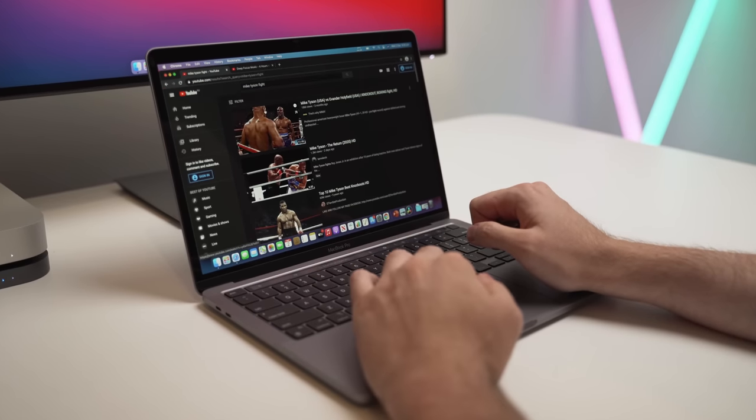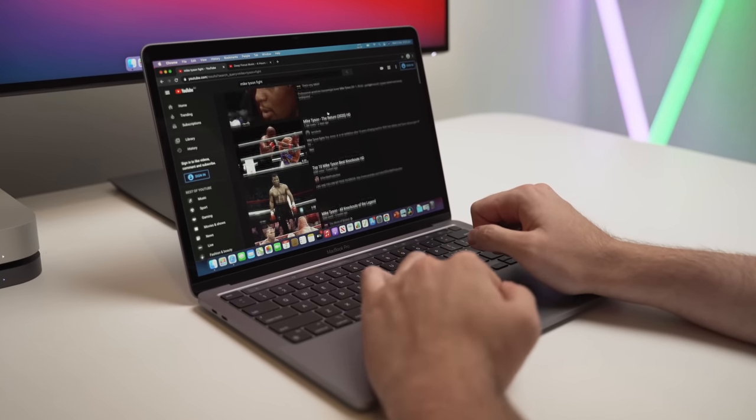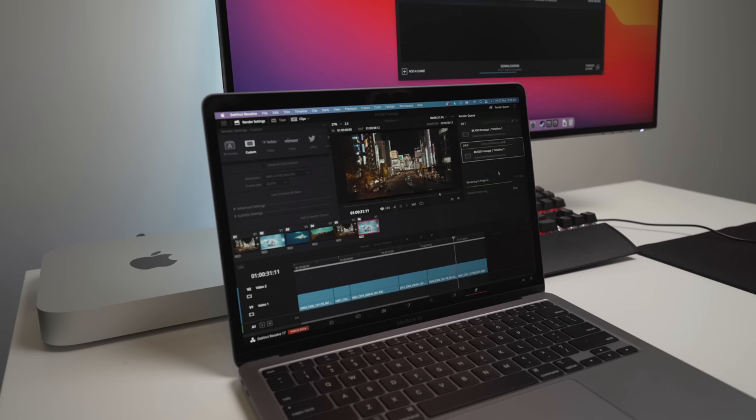First, let's see how loud the fan is on the M1 MacBook Air. Just joking guys, let's see how the M1 MacBook Pro stacks up against the 2017 Intel MacBook Pro.